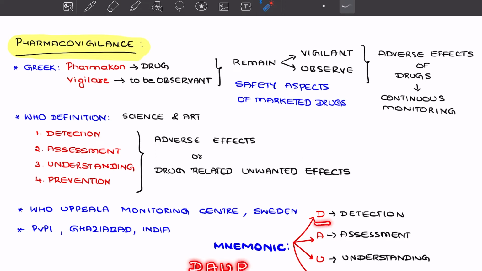D stands for detection, A stands for assessment, U stands for understanding, P stands for prevention of the adverse effects as well as the drug-related unwanted effects. So this was all about the information regarding pharmacovigilance.